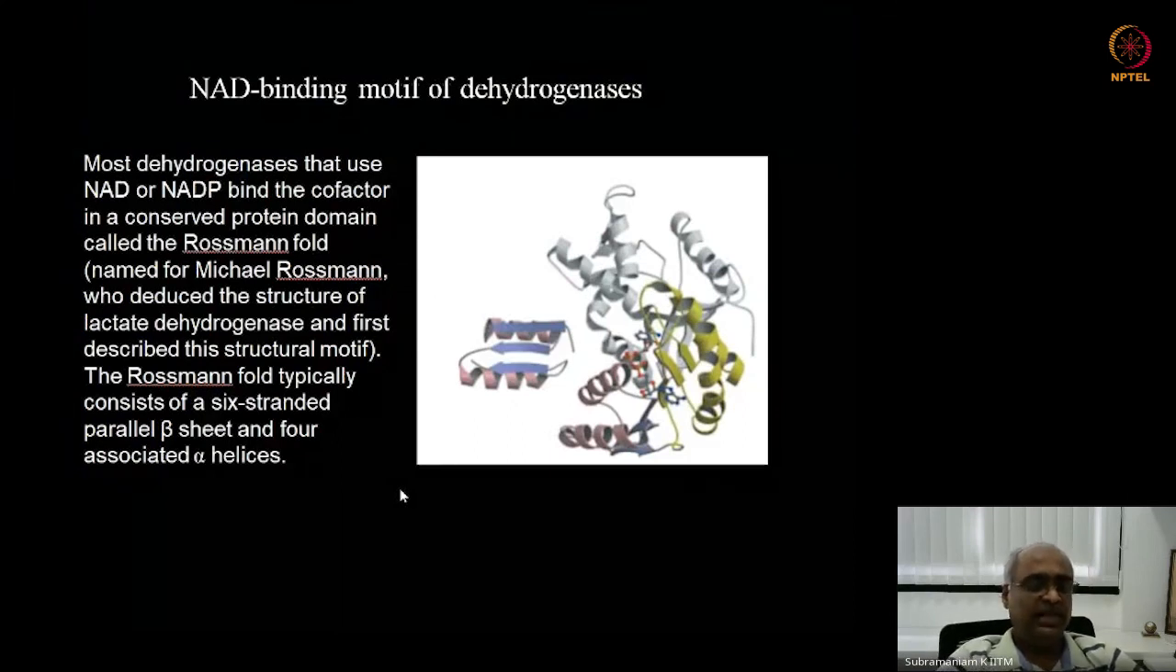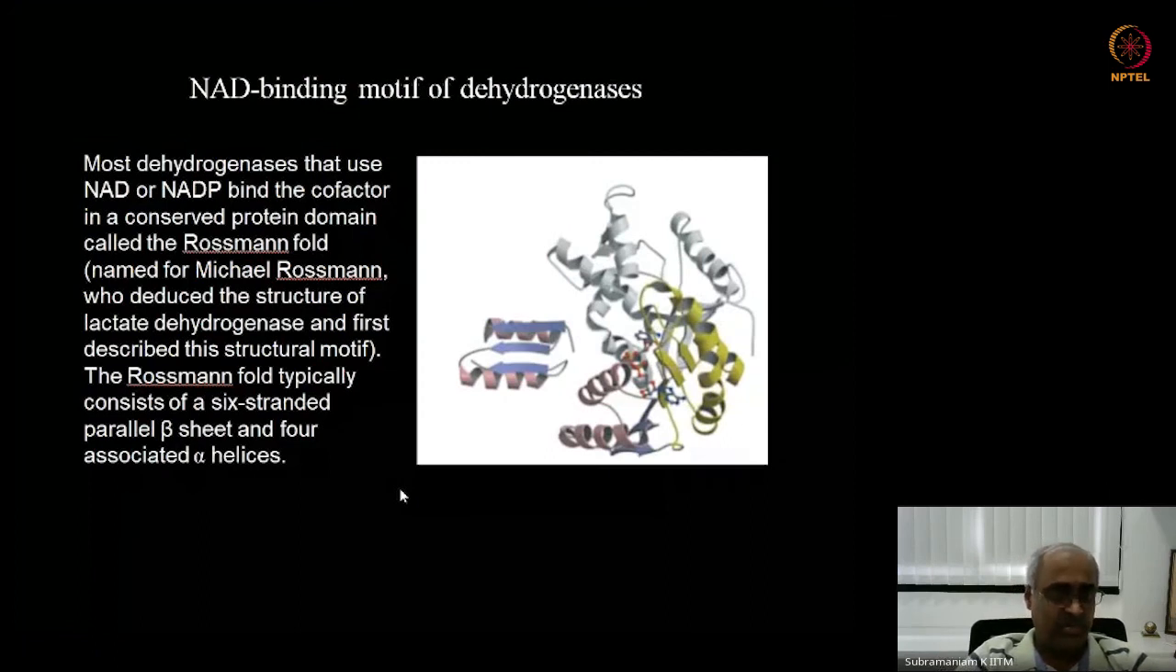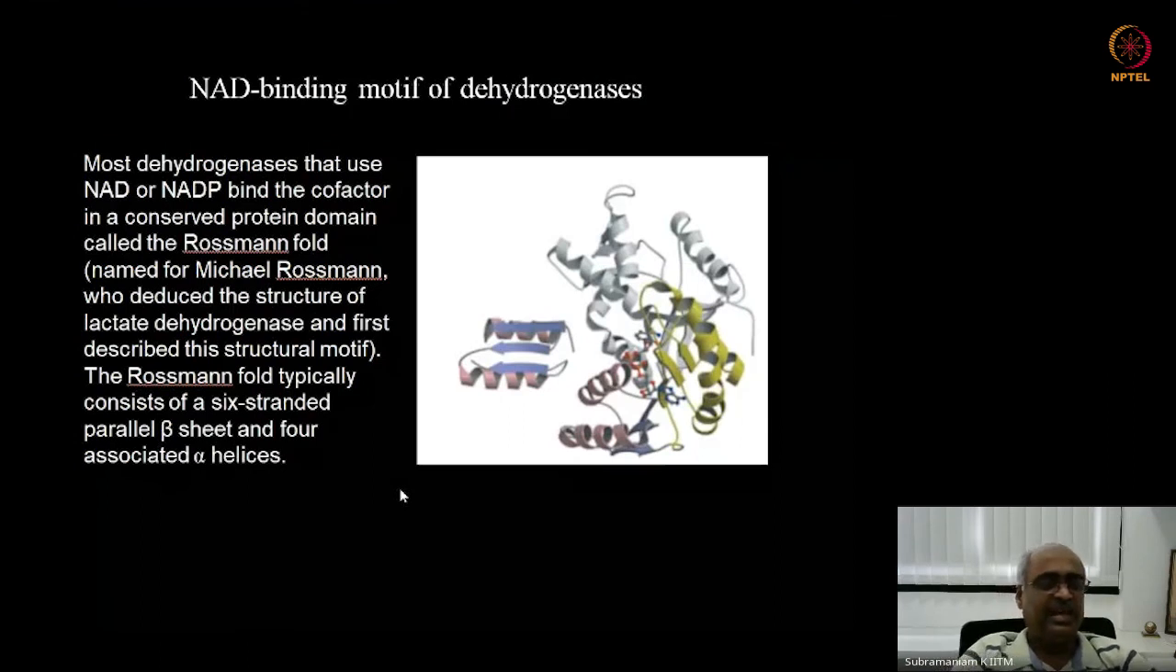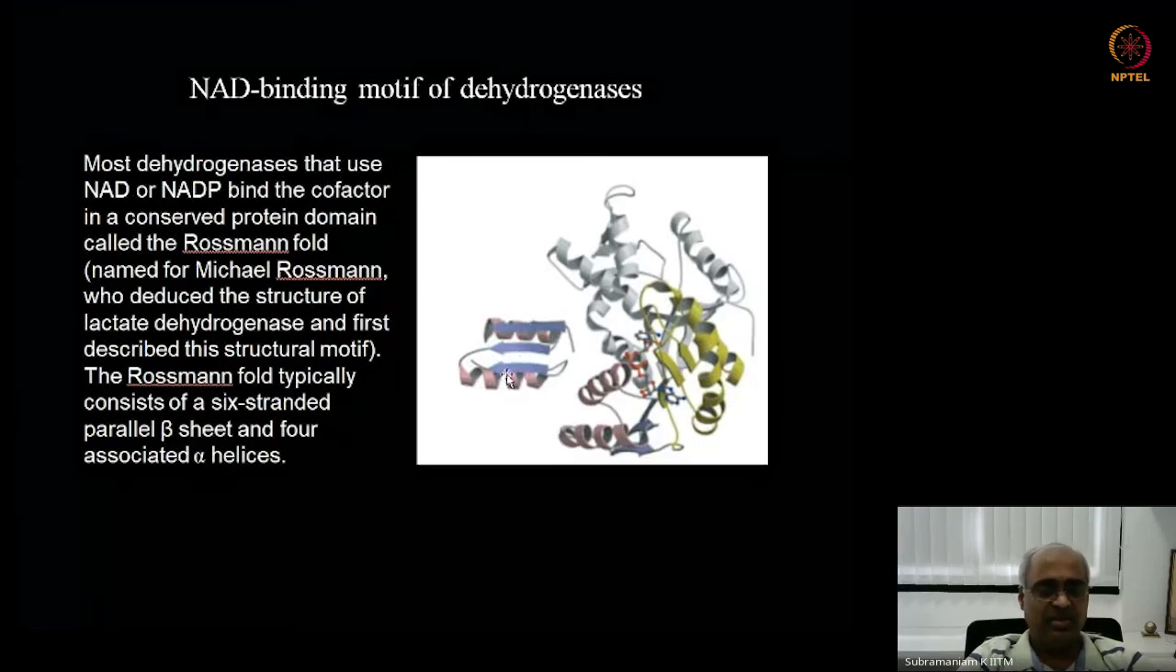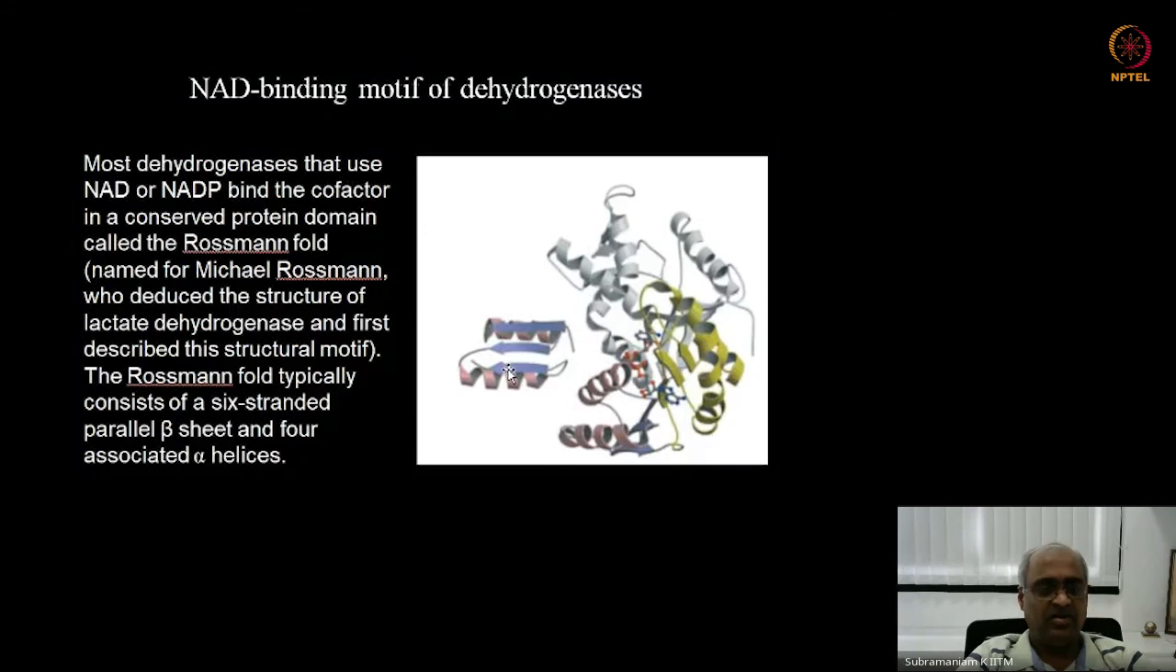A large number of enzymes use NAD. It's a very common thing. This is not an exception that we are trying to learn here. These enzymes have a typical conserved protein domain that binds NAD, and that domain looks like this diagram on the left. This is only showing half of it. The actual conserved domain we call the Rossmann fold, because Rossmann is the one who discovered this structure.